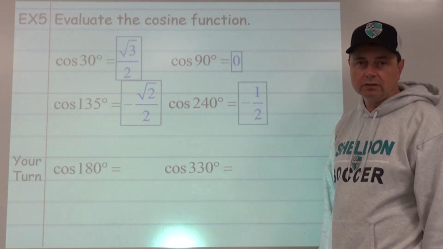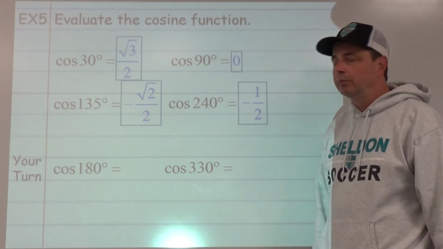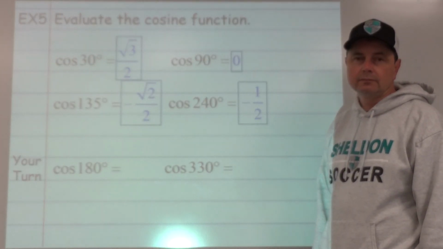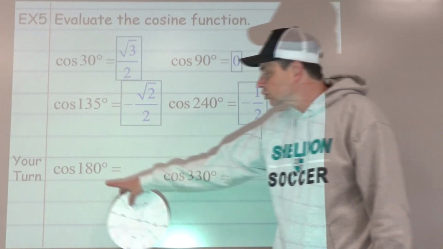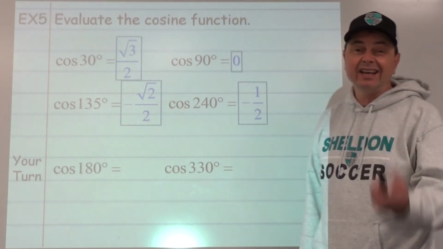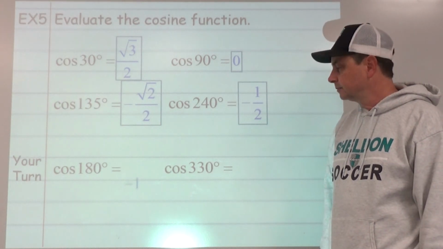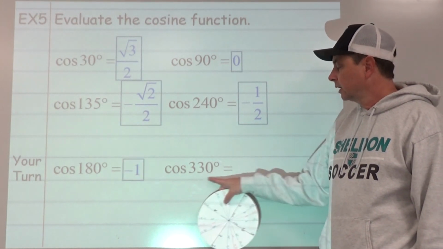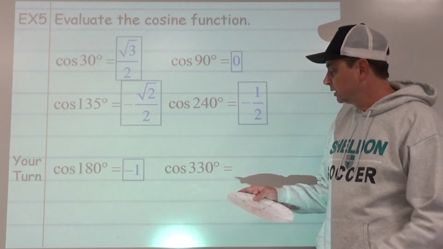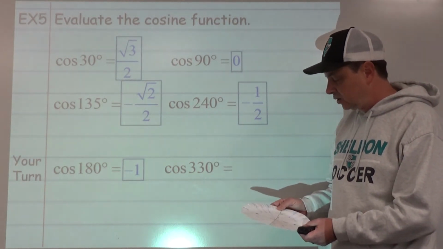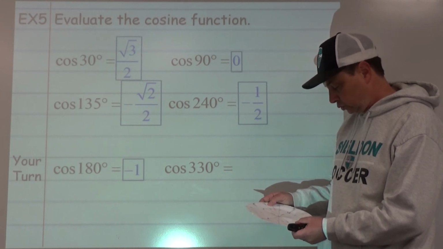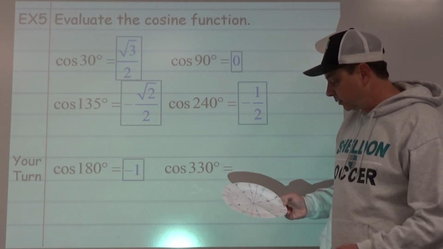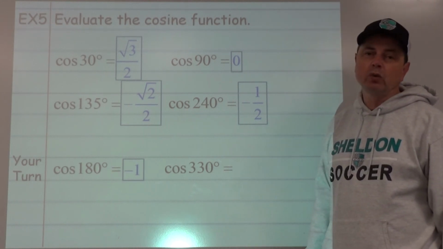Your turn. Pause here. We've got both of those. Straight left, 180 degrees, the x coordinate is negative 1. And not straight right, but to the right in quadrant 4, green line for me there, the x coordinate is square root of 3 over 2.